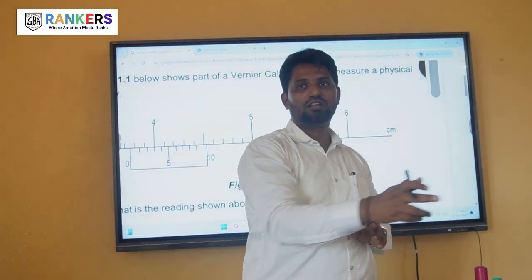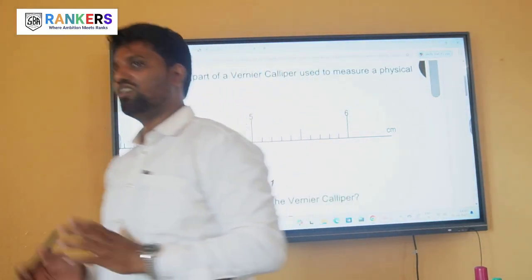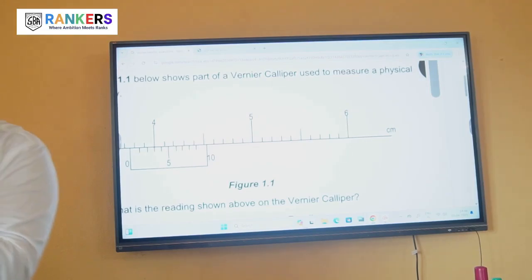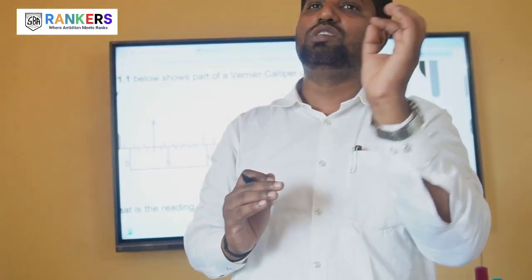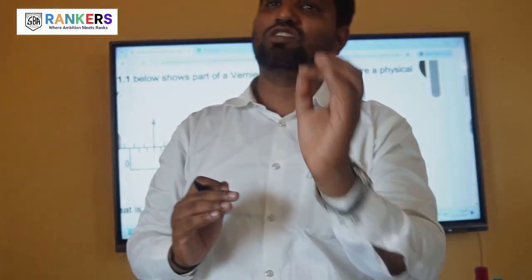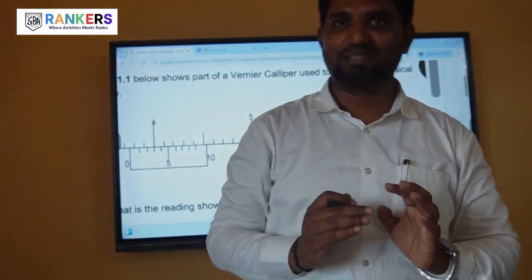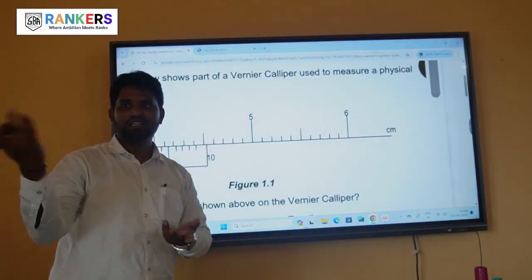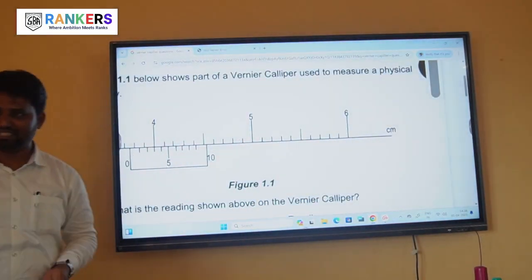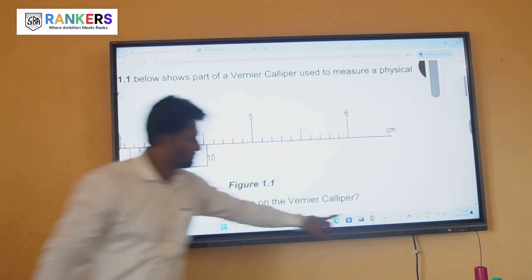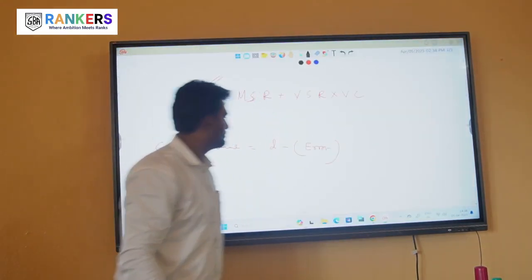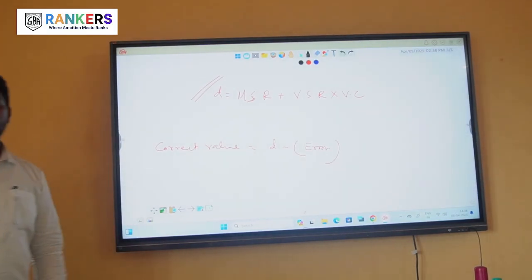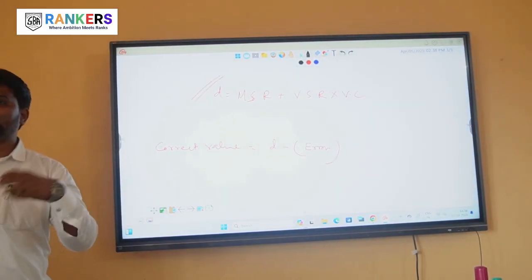Sir, we need this Vernier constant as least count. Least count or Vernier constant? Actually, both are taken as the same in the sum book. But I will tell you, least count you can use for the screw gauge, or Vernier constant you can use for the Vernier caliper. It is better. Otherwise, in most books, least count and Vernier constant are taken the same way. Okay. Now we are going to discuss how we calculate the Vernier constant.